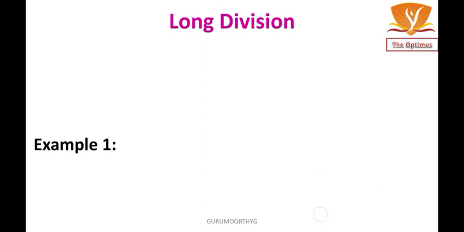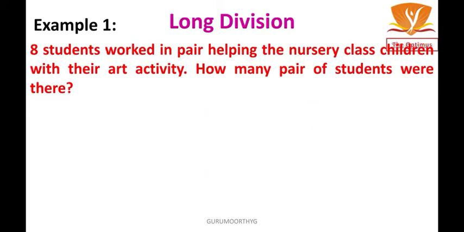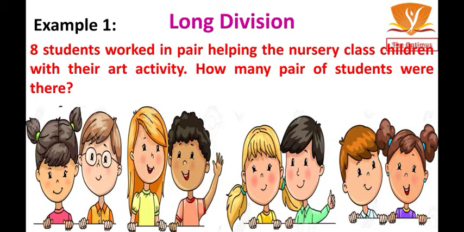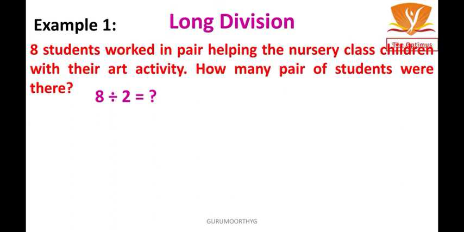Example 1. Long division. 8 students worked in pairs helping the nursery class children with their art activity. How many pairs of students were there? We know pair means 2. Therefore, I am going to write this question in short form. 8 divided by 2 equals what?